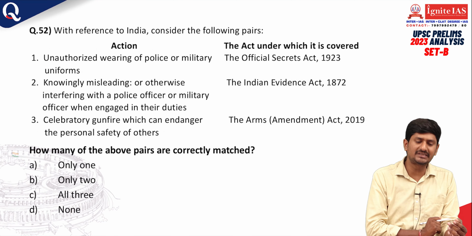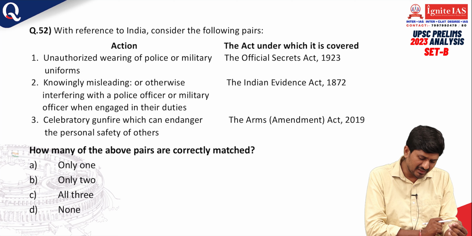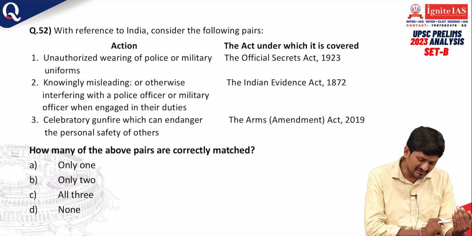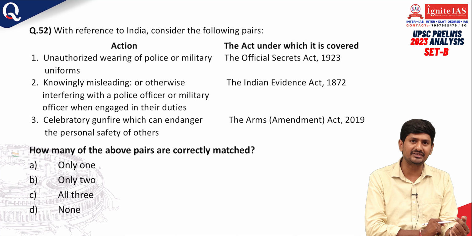So coming to the 52nd question, with reference to India, consider the following pairs. Unauthorized wearing of police or military uniforms, and knowingly misleading or otherwise interfering with a police officer or military officer when engaged in their duties. Celebratory gunfire which can endanger the personal safety of others. How many of the above pairs are correctly matched? Actually, all the 3 pairs are correctly matched. C is the answer.